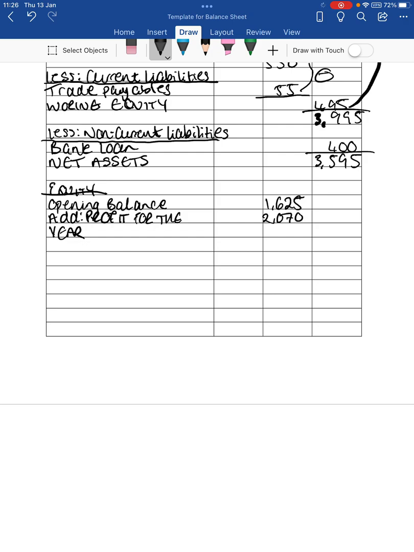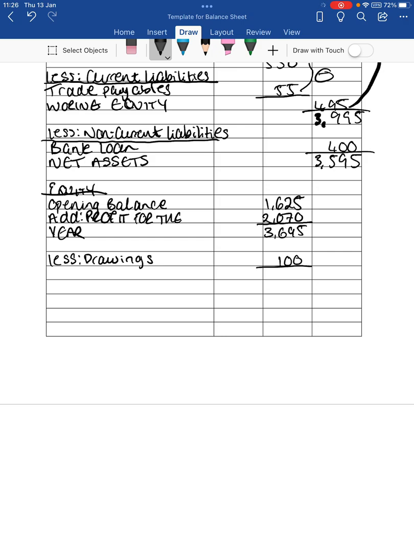So 1,625 plus 2,070 leaves us with 3,695. But we're still not quite finished. What we're going to have to do is take away our drawings. So this is what the owner of the business does. They'll take drawings out, and that's going to be what they use for personal use. So we're going to less our drawings. Now looking at our worksheet, our drawings were £100.